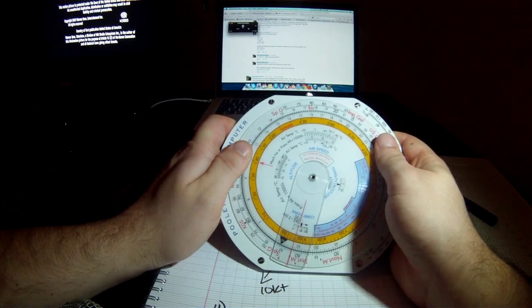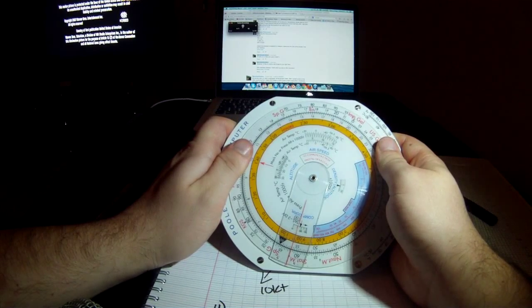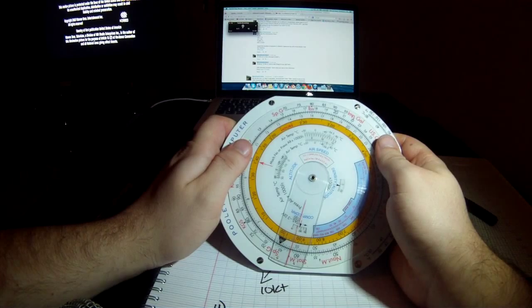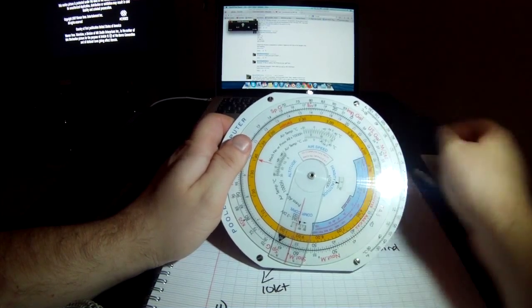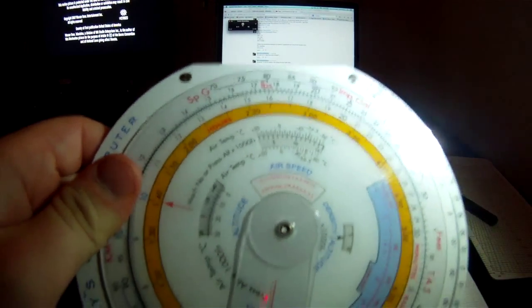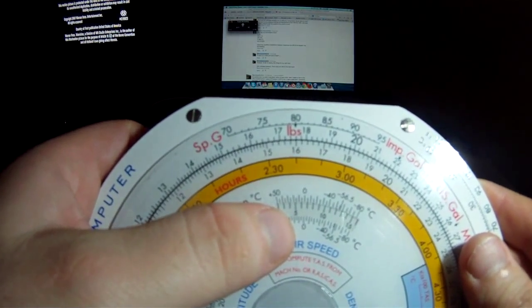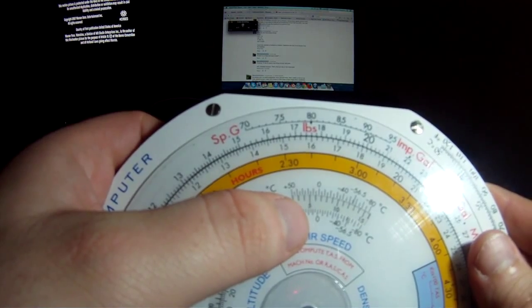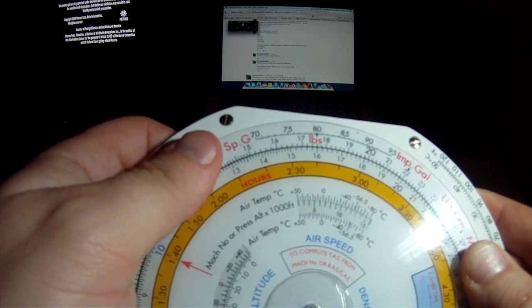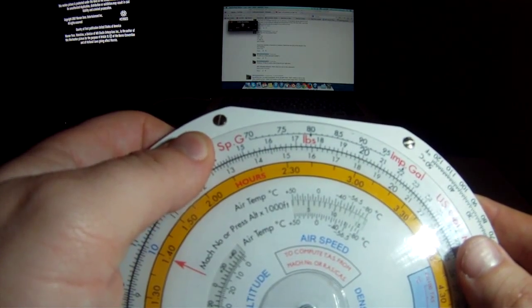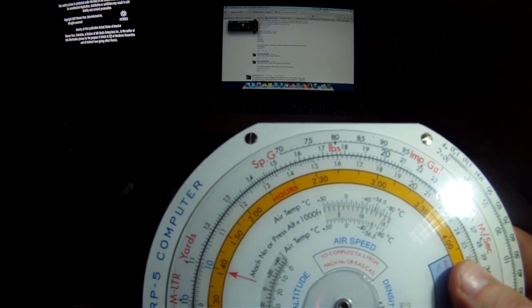Let's see, there you go. Yep, okay, so let's put it up to the camera, hopefully you can see this. You've got about flight level 5.5 with 12 degrees Celsius.